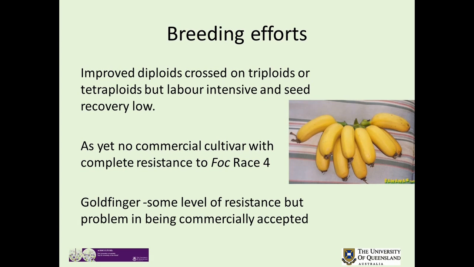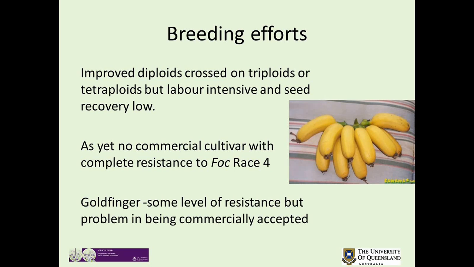So there have been some breeding efforts using improved diploids crossed onto triploids, and then scouring through lots and lots of banana fruit to get the occasional seed that may recover, and then taking that through a screening program. Much of that type of breeding was done in Honduras, and I guess labour costs are a little bit less than they would be here in Australia, but even still they haven't succeeded, only recently are we seeing cultivars coming out of these breeding programs.